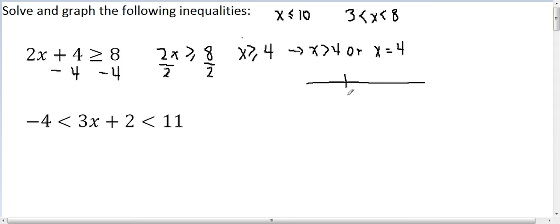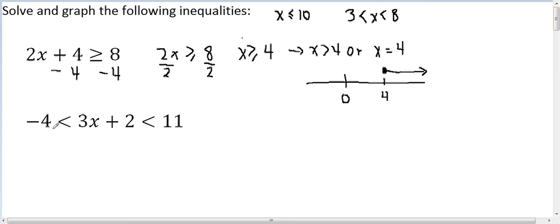If we graph this on a number line, the number can be equal to 4, so we fill in this dot, and the number can be bigger than 4, so we draw the arrow in this direction, and this represents the possible values that x can take on. X is equal to 4 or x is greater than 4.